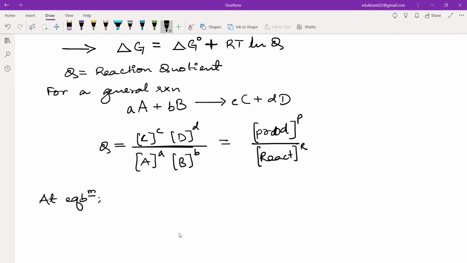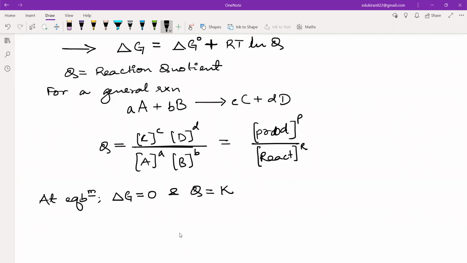At equilibrium, nothing is happening. When delta G is positive, the process is non-spontaneous. When delta G is negative, the process is spontaneous. When there is no process, delta G is equal to 0. If nothing is happening, there is no change. At equilibrium, nothing happens, so delta G is equal to 0. And Q is written with a special letter at equilibrium, that is K. It means the same thing. K is the reaction quotient at equilibrium.